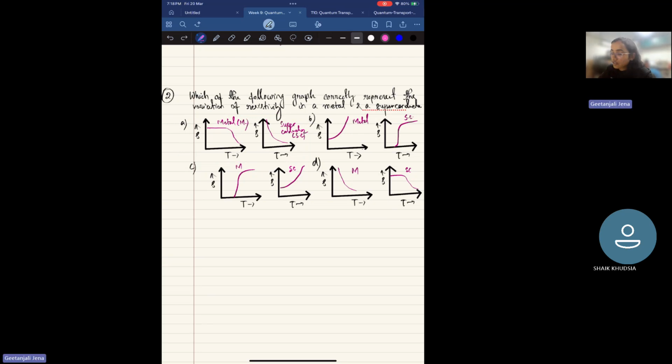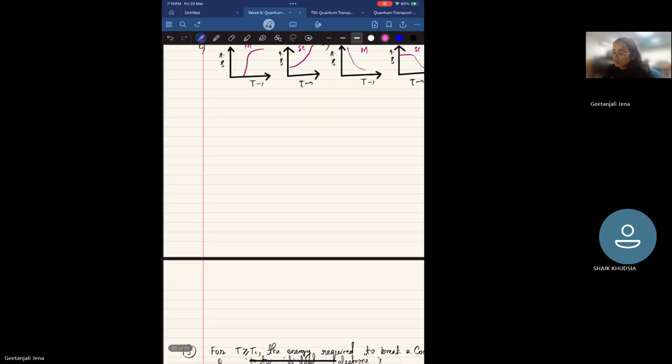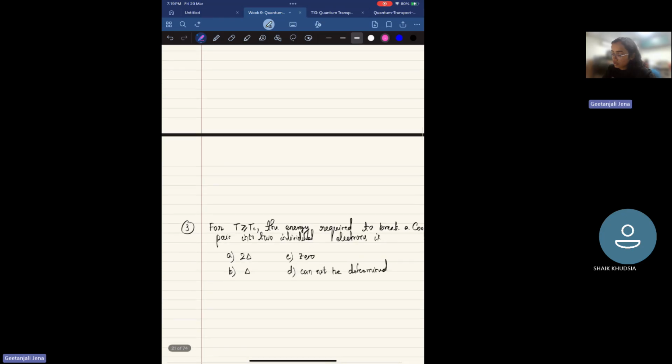Can you guess which one is the option? Yes, option B is the correct option. For a superconductor, the resistivity drops to 0 at Tc, but for a metal, when it drops, there is some residual resistivity because of impurity. Option B. Okay.